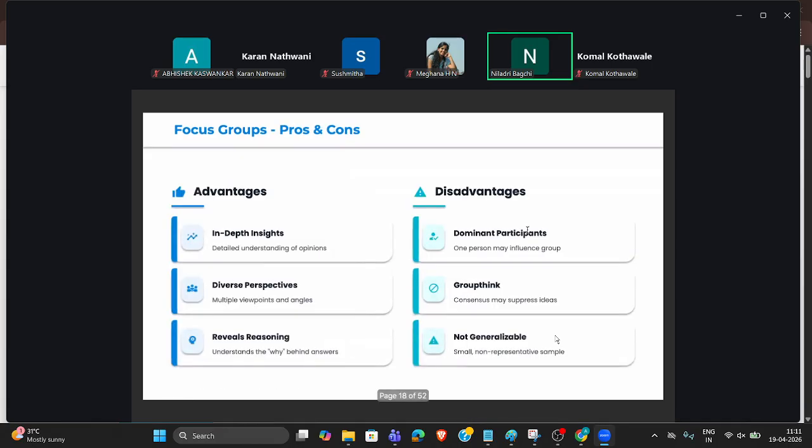Yes. So focus group again, see the advantages. Please understand the advantages and disadvantages, because these questions can come in your exams: what are the positives of a particular data collection method, what are the negatives of that method. If you look at the advantages in depth, obviously you will have one-to-one interaction. Diverse perspective is also a very good point here. I completely agree with this point, because this is where multiple minds come into the picture.